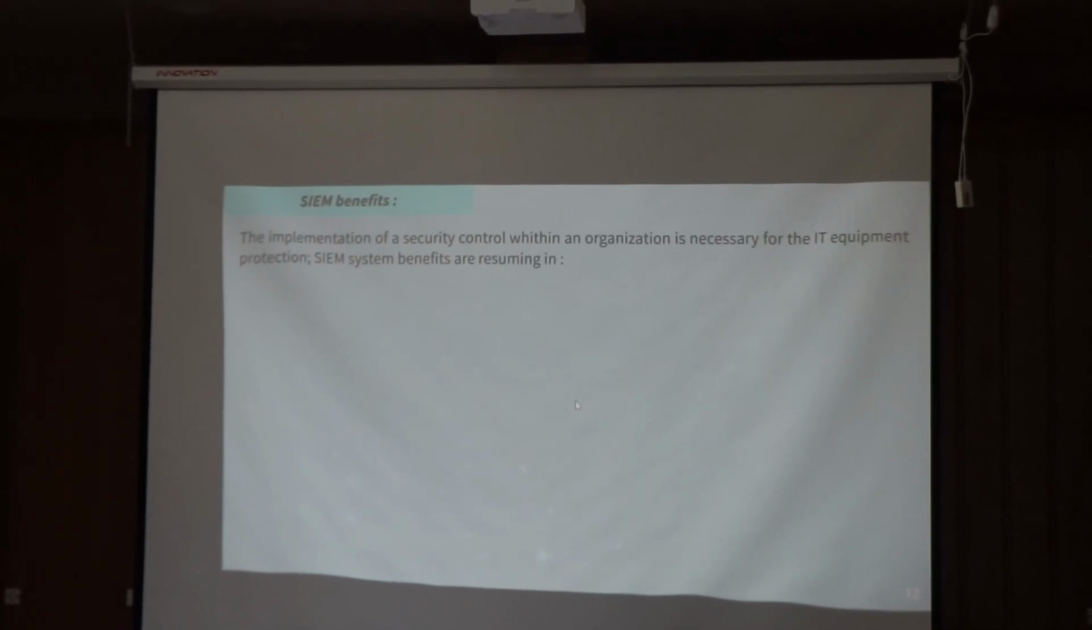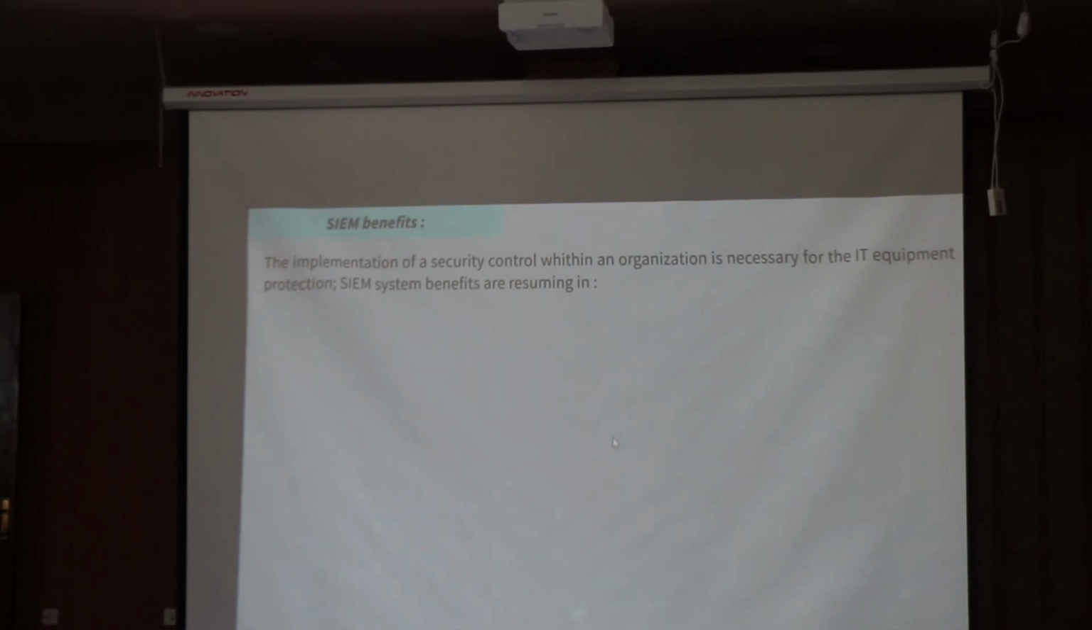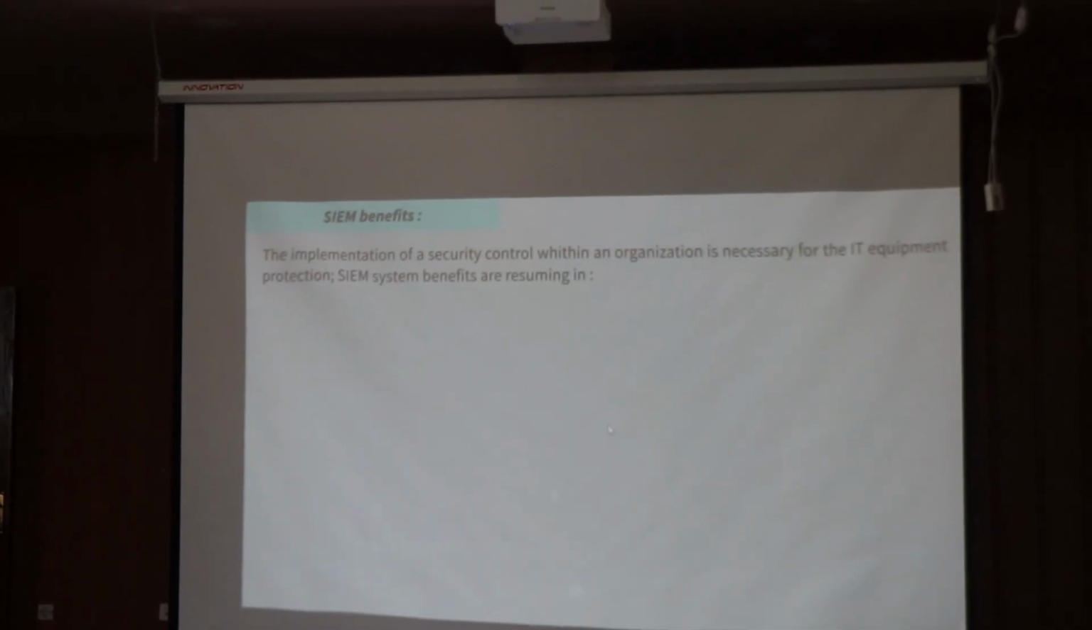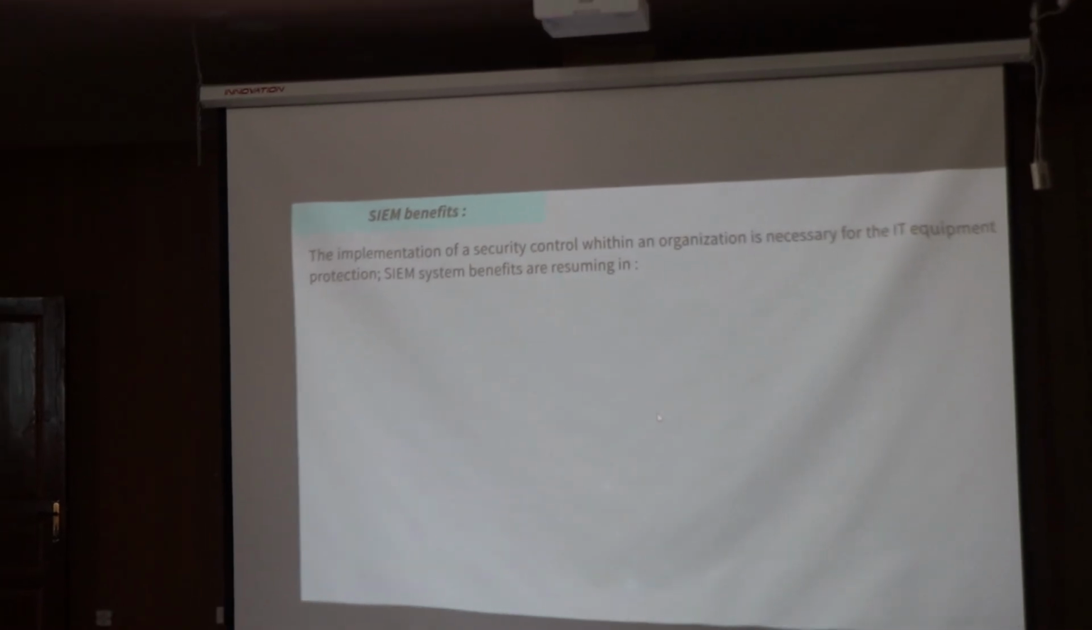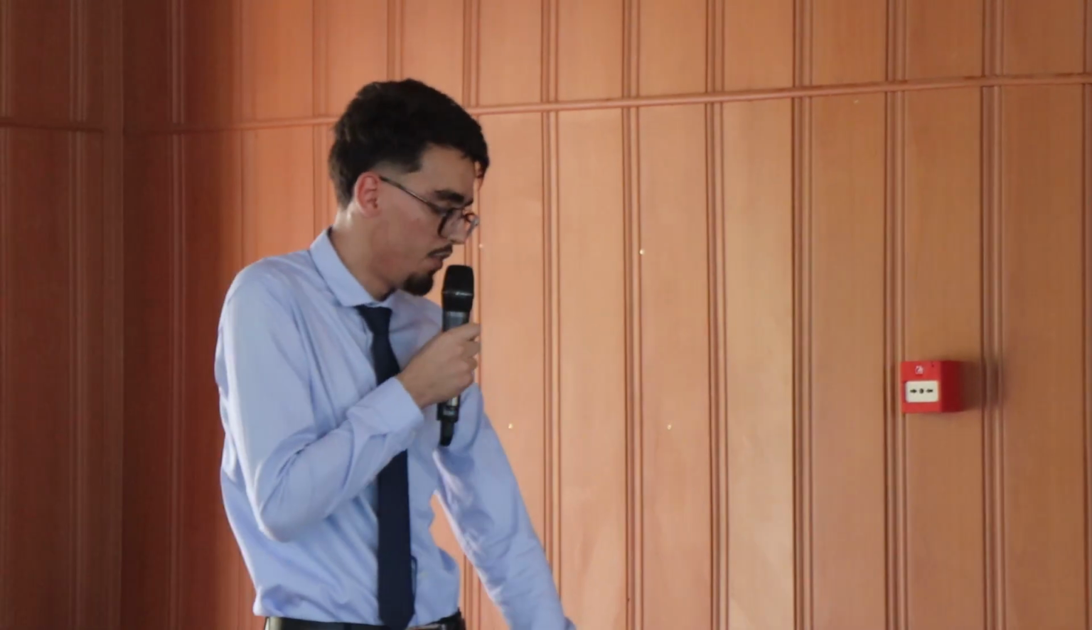Now, it is important to understand the benefits of using SIEM inside an organization. SIEM does not only help to detect threats, but also to respond to them. It gives a clear understanding of what happened.